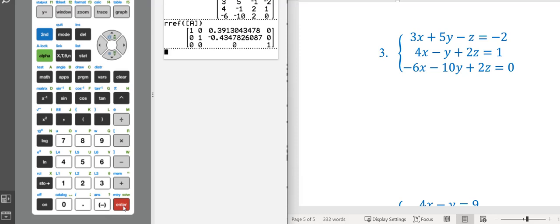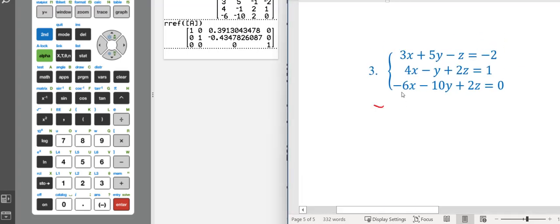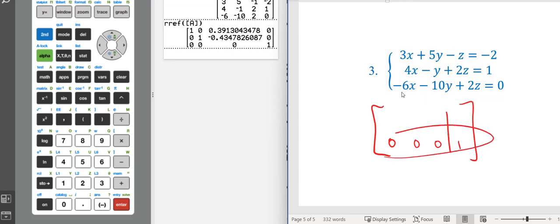Ew, yuck. But notice this last row, I have 0, 0, 0, 1. So just to make sure you see what I'm seeing on that last row, right here. You can't do that. 0 does not equal 1. So the answer is that there's no solution.